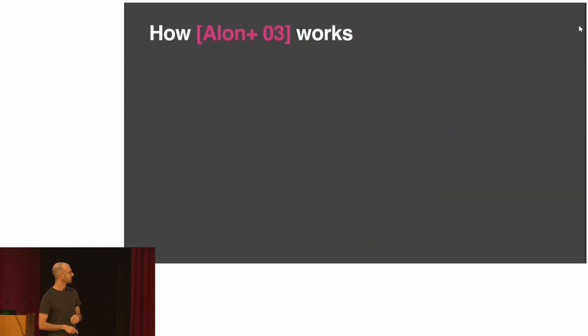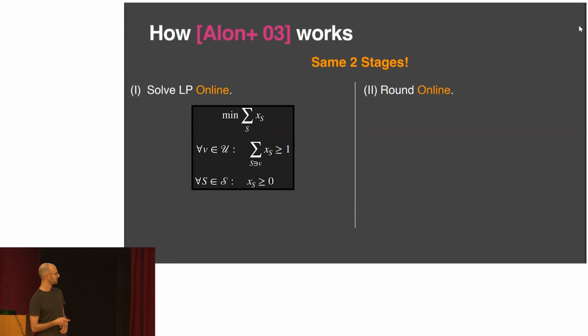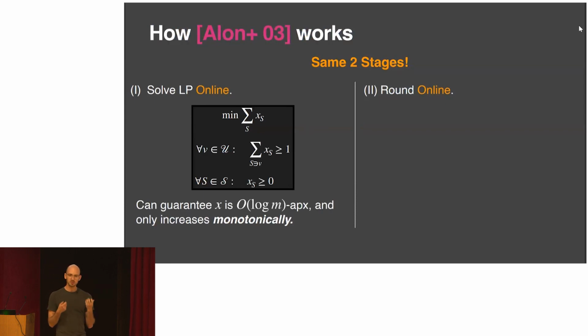So far, so good. How do Alon et al. do this online? They basically do the same two stages, but they solve the LP online. Okay, and what do I mean by that? Here's the same set cover LP. They give an algorithm, and this is kind of the heart of their work, a very cool algorithm that does two things. One is it guarantees that the x that you get at the end is no more than log m times the optimum of this LP. And second, it has this magical property that x is only ever increasing monotonically.